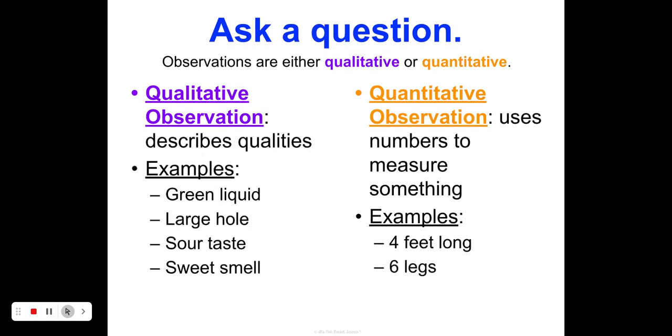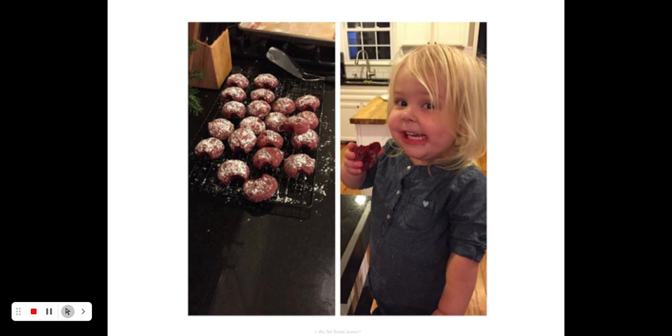It could be 4 feet long. It has 6 exact legs. It weighs 7.2 grams. So you can actually measure and record a number. In this picture, what kind of qualitative and quantitative observations can you make? After you make those observations, you can also make several inferences about what's going on in each one of the pictures.